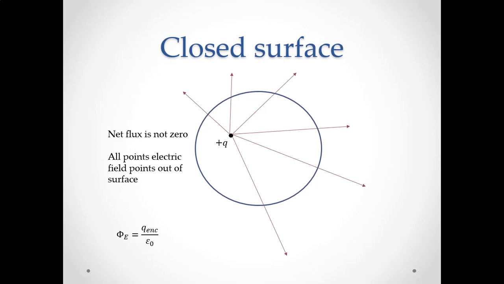Happens to work out that the k in Coulomb's law is related to epsilon naught, that k is equal to 1 over 4 pi epsilon naught. So I can calculate the total flux, or the net flux, in a closed surface just by knowing the total charge that's enclosed by that surface, and dividing by epsilon naught.